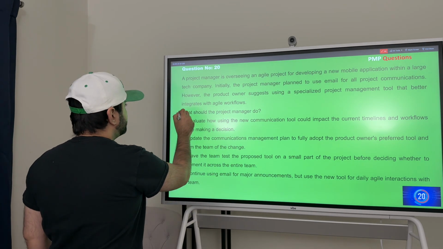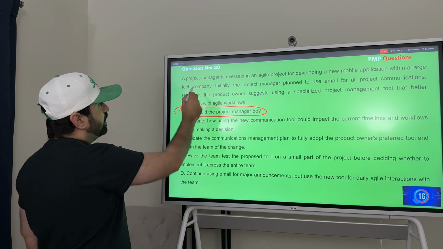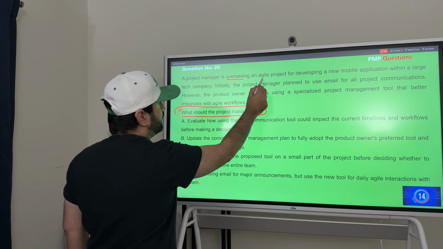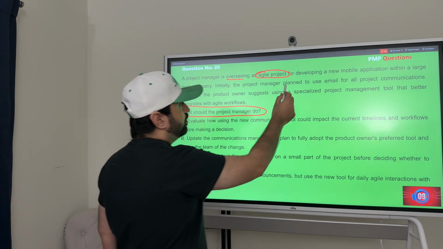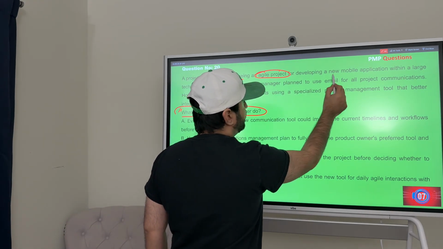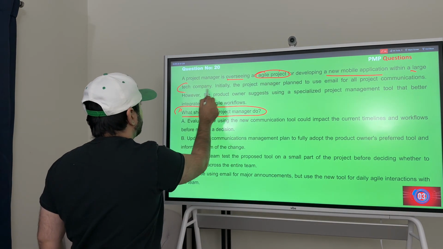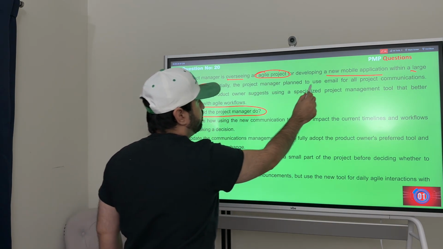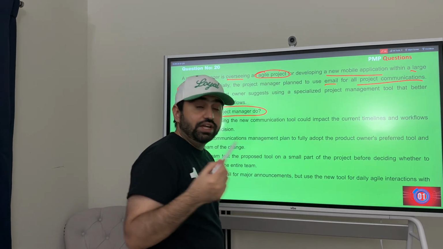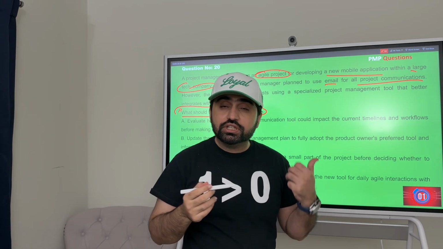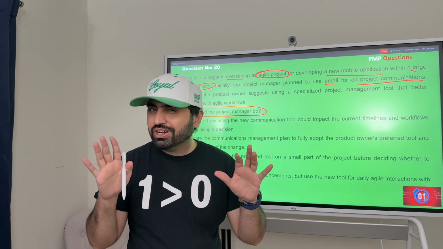What should the project manager do? Okay, you are the project manager here. A project manager is overseeing an agile project, so we already know it's an agile project. It is a new mobile application with a large tech company. Initially, the project manager planned to use email for all project communication. Now that's a red flag. When the question is saying agile and then says email, it is kind of a red flag for you.